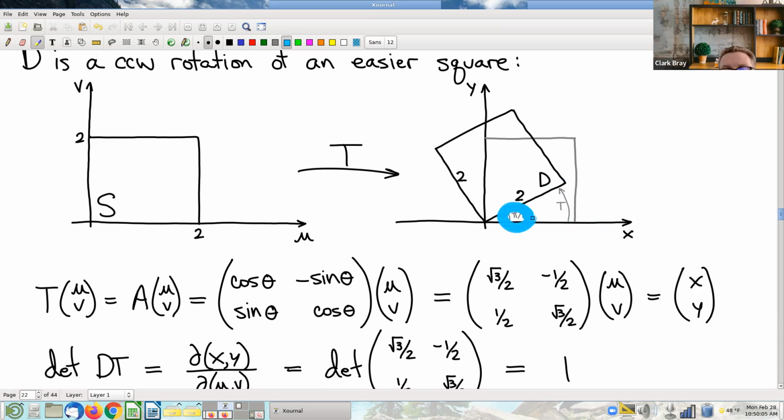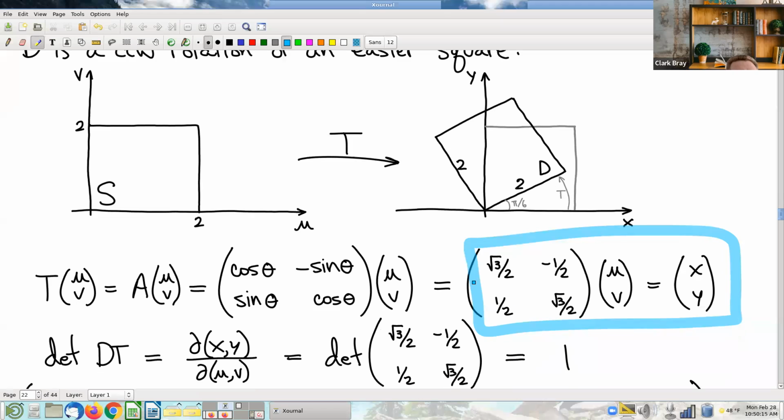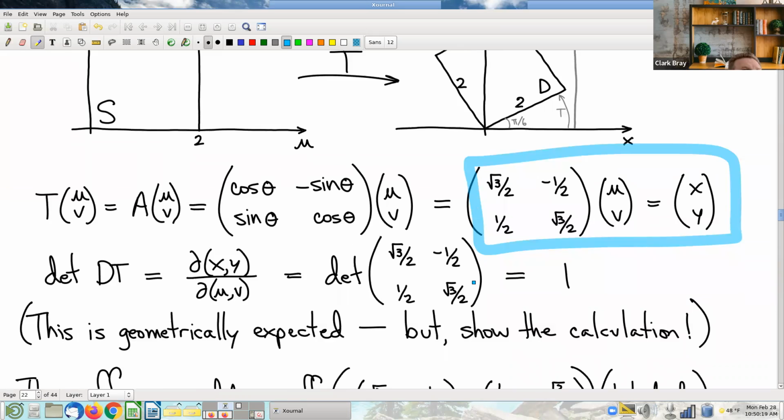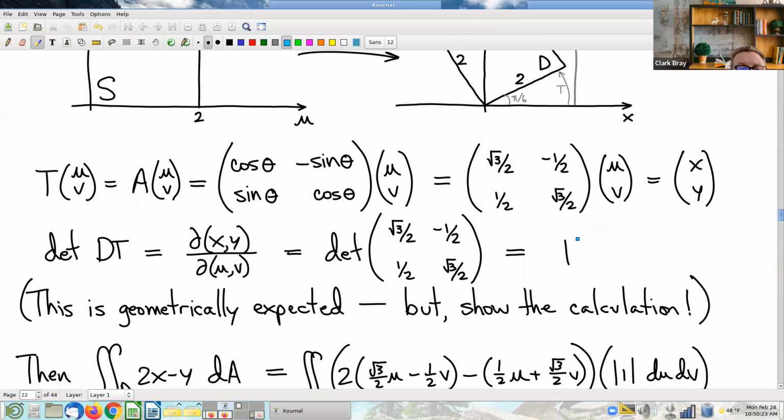And this angle being pi over 6 means that this matrix is that matrix. Okay, so now we really got our change of variables function. There it is. It turns u's and v's into x's and y's. And now we plug and chug. Got to find our stretching factor. Got to compute that determinant.